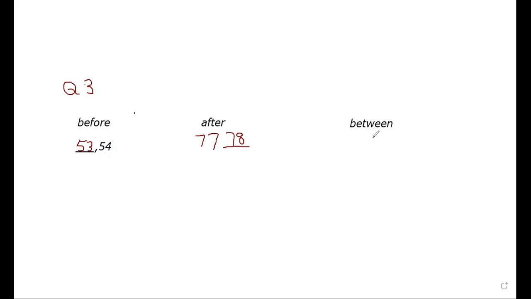Then we are going to do between. The first question is 39. Then they leave a line and then write 41. They are saying what comes between these two values, in the center. Between means center. After 39, what comes? After 39 comes 40. And after 40, we know what comes? 41. Now come back to the book again.